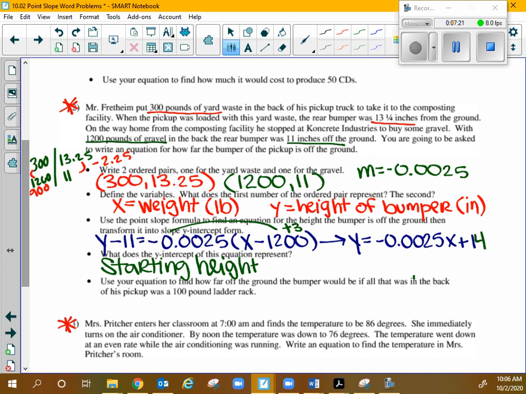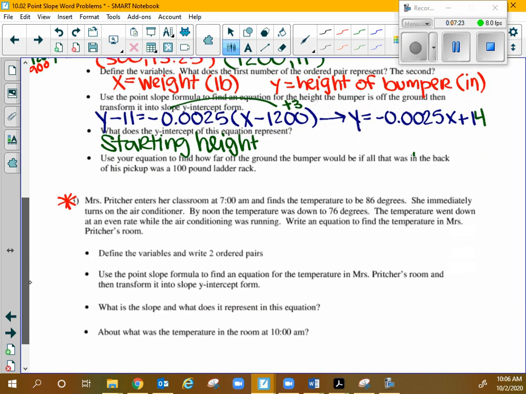Okay, use your equation to find out how far off the ground the bumper would be. So wait, what is the y-intercept? 14. So the truck starts 14 inches off the ground. Okay, use your equation. How far would the truck be off the ground if you put in a 100-pound ladder rack? So where would I put 100? X.